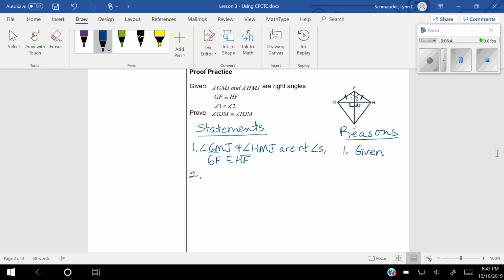So what are we trying to prove? We're trying to prove that angle GJM, this little angle right down here at the bottom, is congruent to HJM, this little angle right here.